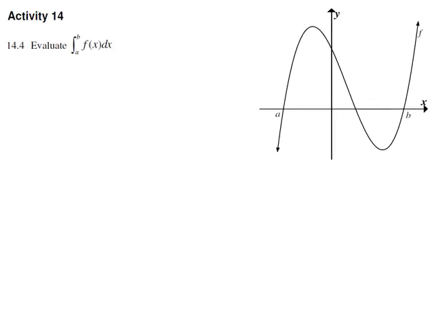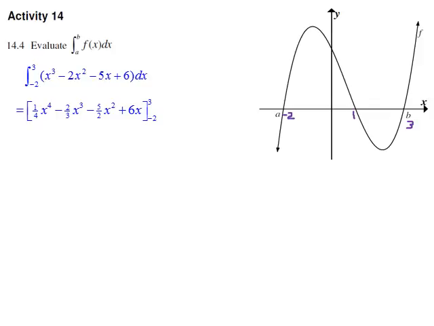In activity 14.4, we are now asked to evaluate the integral of f(x) over the interval a to b. Now we've just calculated in activity 14.3 that a is negative 2 and that b is equal to 3 and that the other x-intercept over here is of course equal to 1. So basically, it means that we have to integrate f(x) over the interval minus 2 to 3, which we can easily do with the power rule.